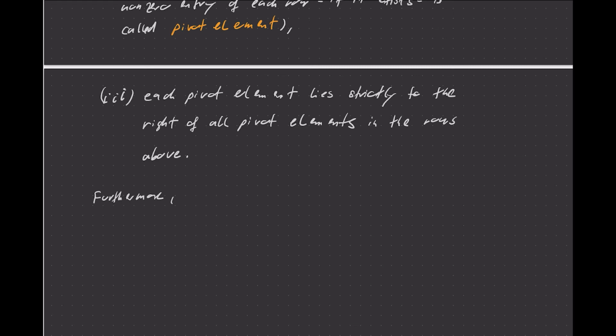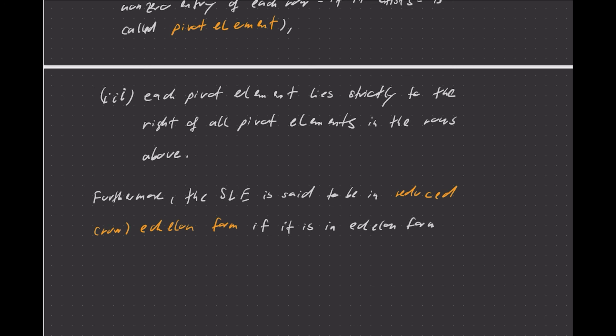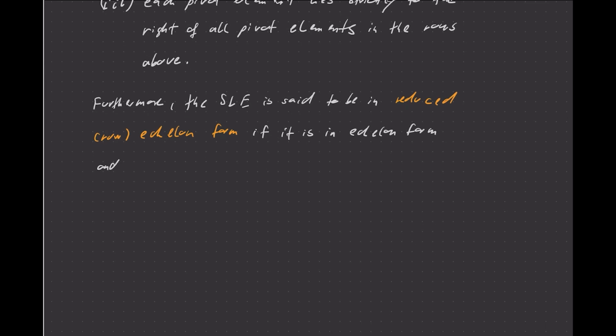So furthermore, the SLE is said to be in reduced row echelon form, or just reduced echelon form, if it is in echelon form and the following additional property, and that is number 4: every pivot element is a 1.